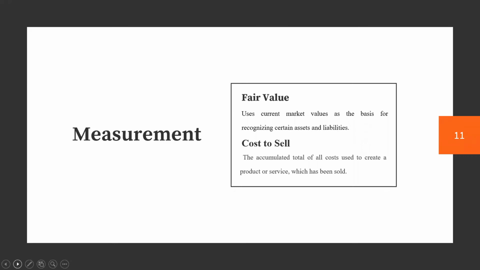Fair value uses current market values as the basis for recognizing certain assets and liabilities. Cost to sell, the accumulated total of all costs used to create a product or services which has been sold. Nasasabi lang na discounted ang isang cost to sell kapag yung palitan of present value ay lampas na sa isang taon. Also, held for sale asset that are acquired as part of the business are measured sa fair value less cost to sell, hindi sa fair value na nasa PFRS 3.